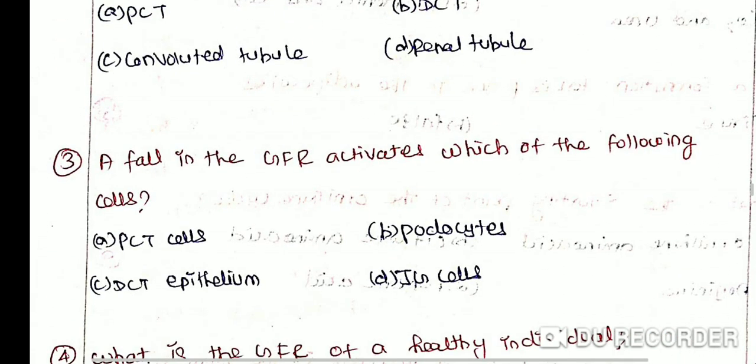Next question. A fall in the GFR activates which of the following cells? Option A, PCT cells. Option B, podocytes. Option C, DCT epithelium. Option D, JG cells. The correct answer is option D, JG cells. Explanation: a fall in the GFR can activate the JG cells to release renin, which can stimulate the glomerular blood flow and thereby bring GFR back to normal.